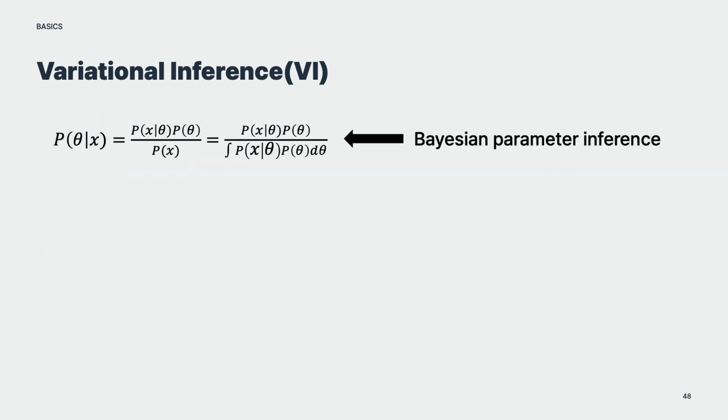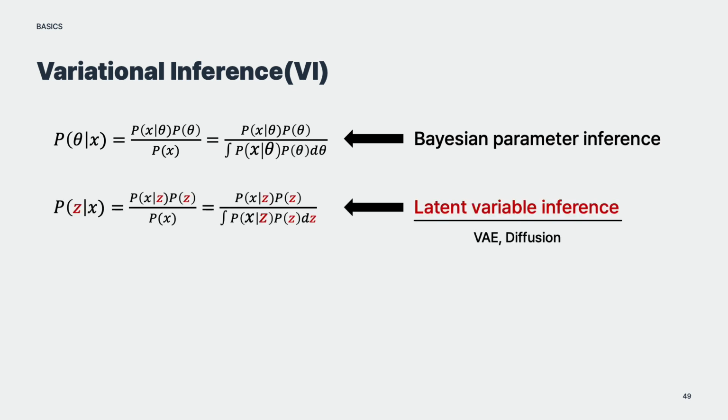So far, we've looked at variational inference from the perspective of Bayesian parameter inference. To prepare for what comes next, we'll now switch the notation to focus on latent variable inference. From this point on, instead of estimating the parameter theta, we'll focus on inferring the latent variable z. This shift is crucial as latent variable inference lies at the heart of models like VAEs and diffusion models, which we will explore in detail moving forward.